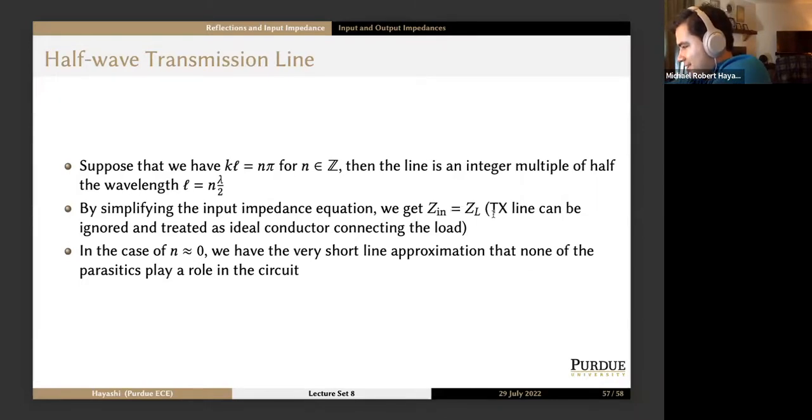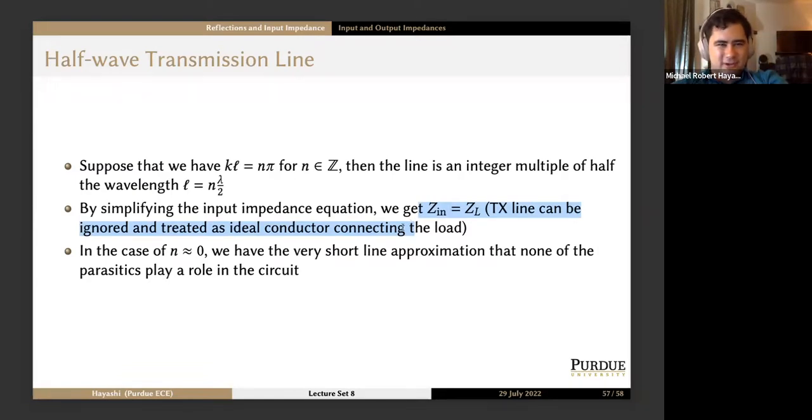And in the special case that n is equal to 0, this is a very short line approximation because we're 0 wavelengths long, and none of the parasitics play a role in the circuit. It behaves like a short circuit. So the transmission line behaves like a short circuit. You just see the lumped impedance at the other side. Pretty cool.